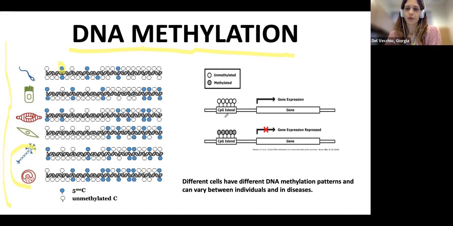So usually when you have unmethylated promoters, that means that the downstream gene is expressed. So unmethylated promoters are equal to gene expression. By opposite, when you have methylated promoters, it means that the gene expression is repressed. So we have no gene expression.